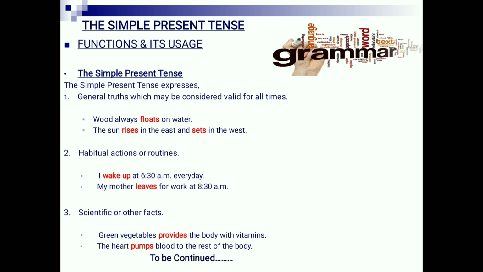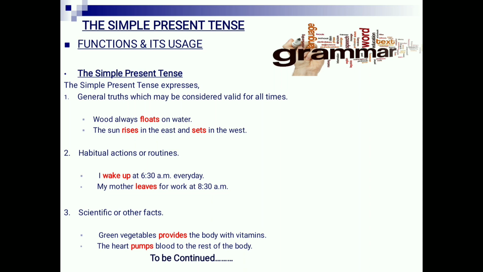See, wood always floats. Floats is the main verb, and I am adding s. Why? Because wood is a third person singular subject, right? Wood floats on water. The sun rises in the east and sets in the west. Are you getting it? Yes. Now we will see the second usage of simple present tense.